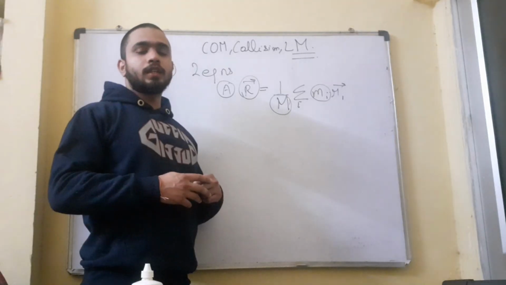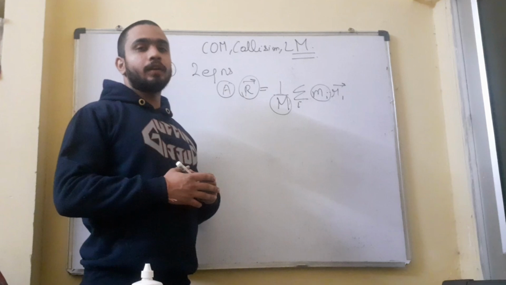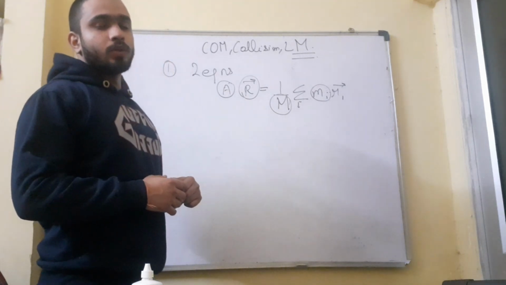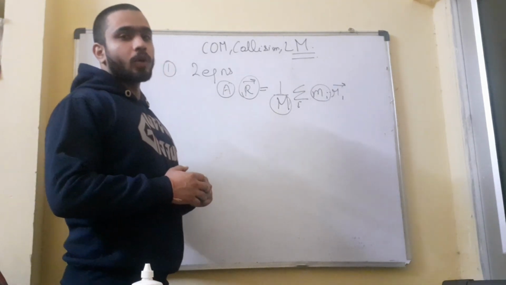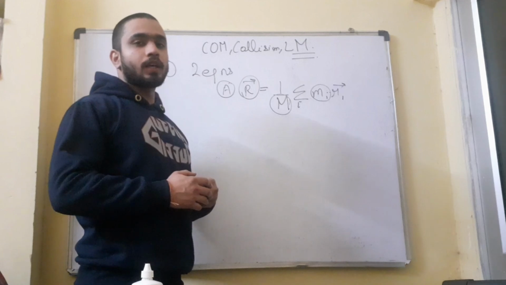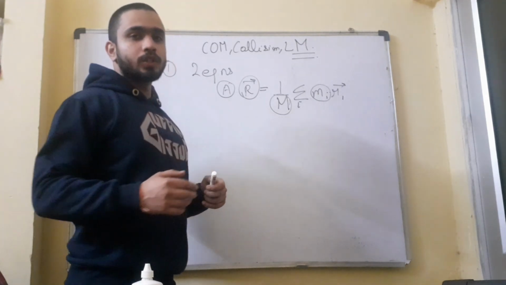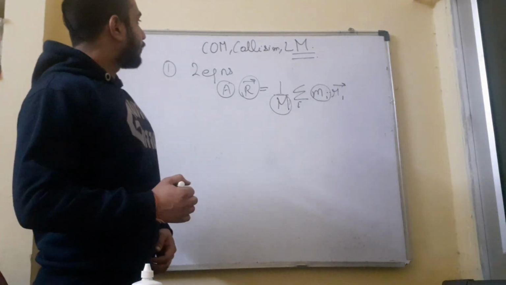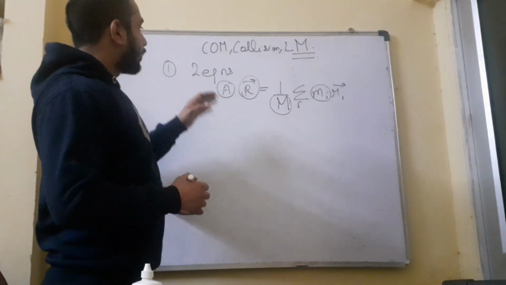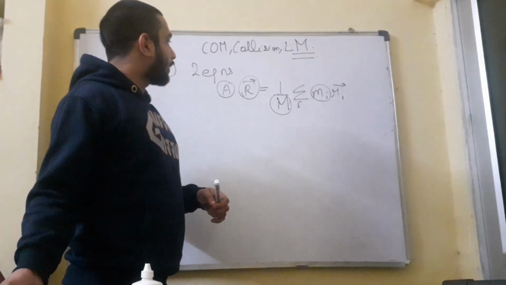Some of the questions say collision, linear momentum and center of mass. Okay, so here we will see some of the objective questions and you have to think of the answer which will be there for the questions. Here the first question has two equations which are given.